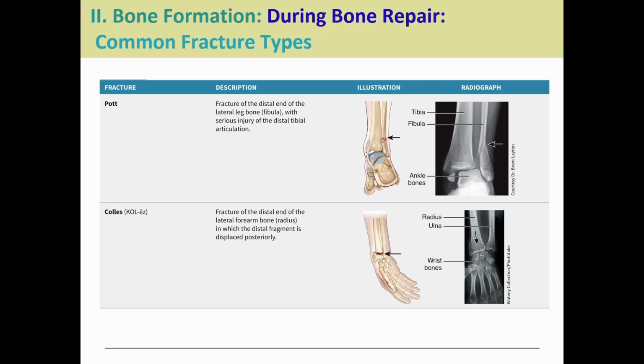We have a Pott's, which is in the distal end. So this is what we see in an ankle. Then the Colles, this is going to be a fracture of the distal end of the forearm, the radius. There's a few other different types too, but we're not going to worry too much about that.